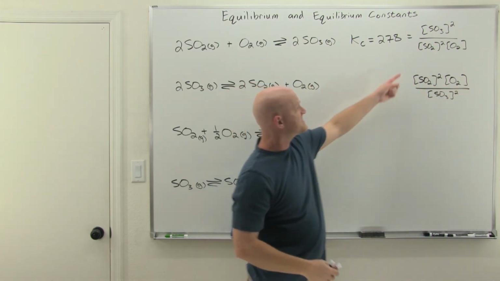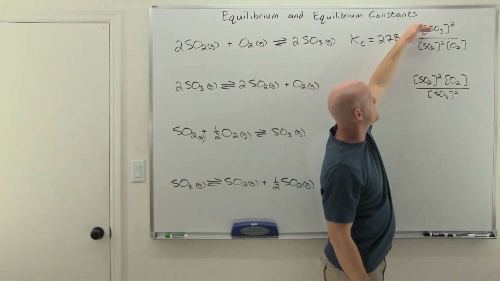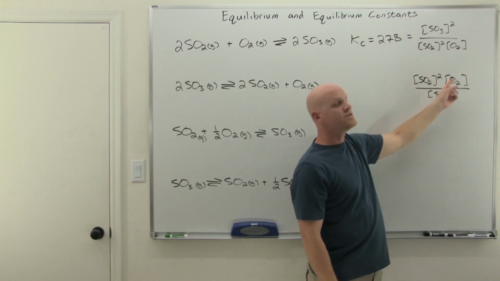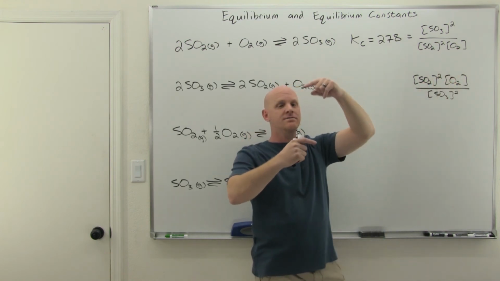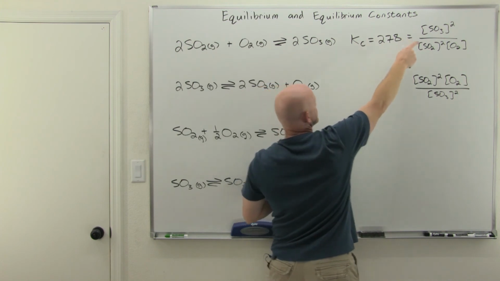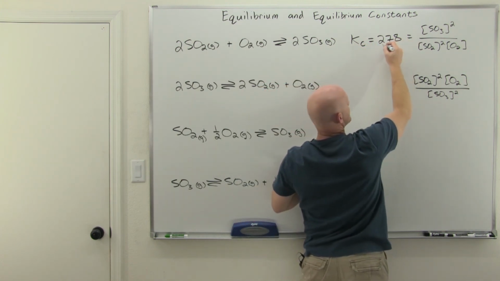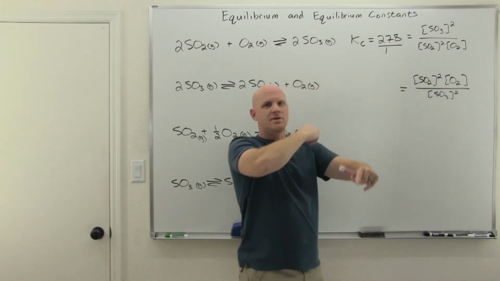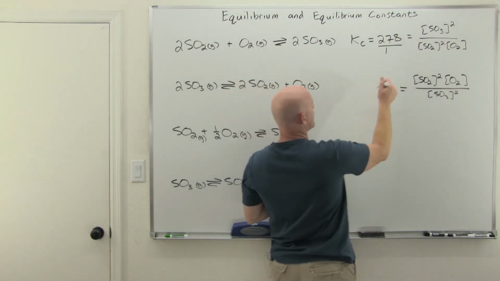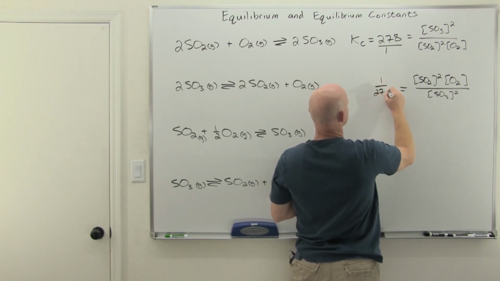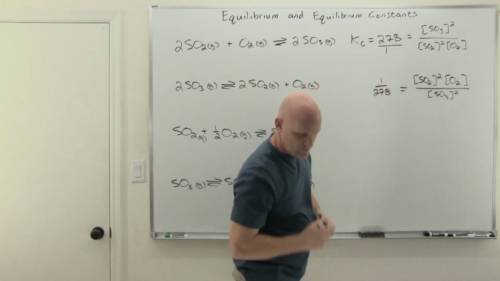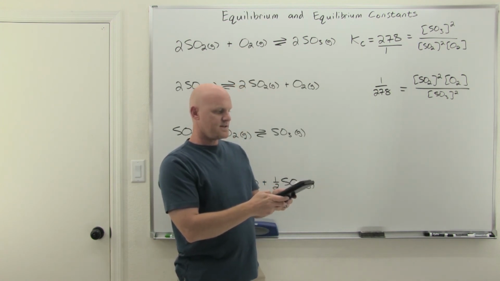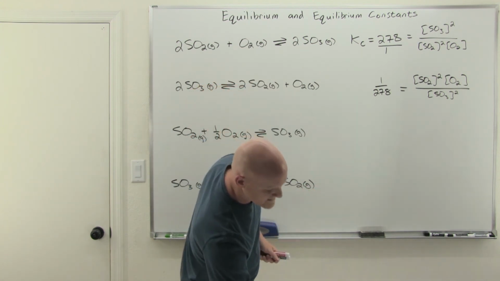If you notice, that's just the inverse of this. Instead of having SO3 in the numerator, now it's in the denominator. Instead of having SO2 squared and O2 in the denominator, now it's in the numerator. It's completely inverted. So if the equilibrium constant for the top reaction equals 278, which is the same thing as 278 over 1, then if I invert the whole expression, the equilibrium constant here should equal 1 over 278. If we plug that into our calculator, 1 divided by 278 is 0.0036.